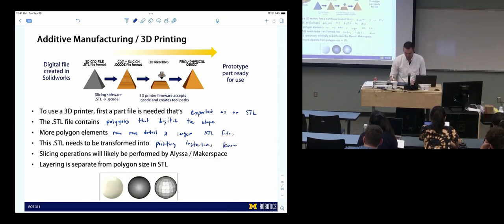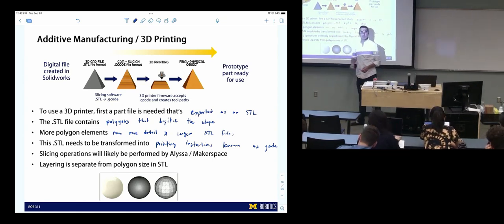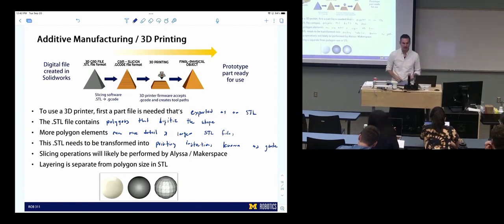Who knows what the printing instructions are called? Yeah, G-code. So we need something to convert this STL into G-code, and what we use for that is slicing software. It's more likely that in this class, slicing will not be done by you, it'll be done by Alyssa. But I'm not sure, since we've never done this before. Either way, we're going to learn about it.